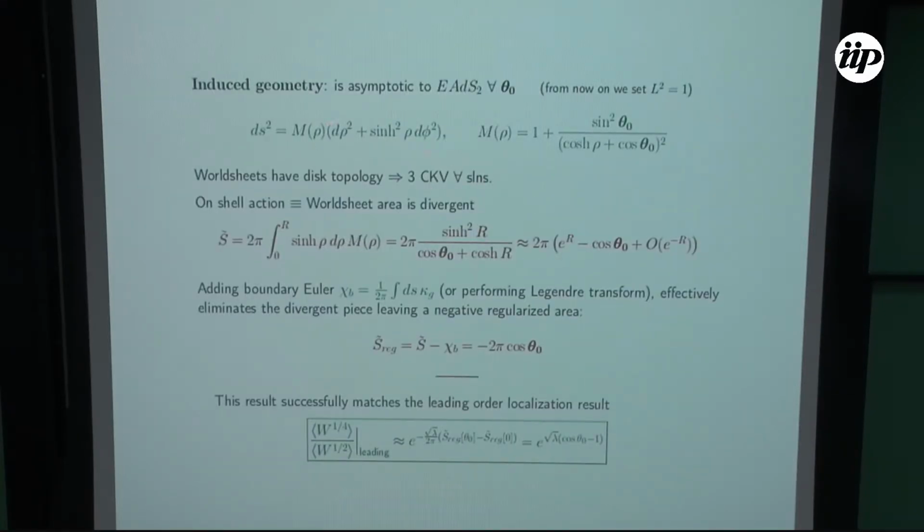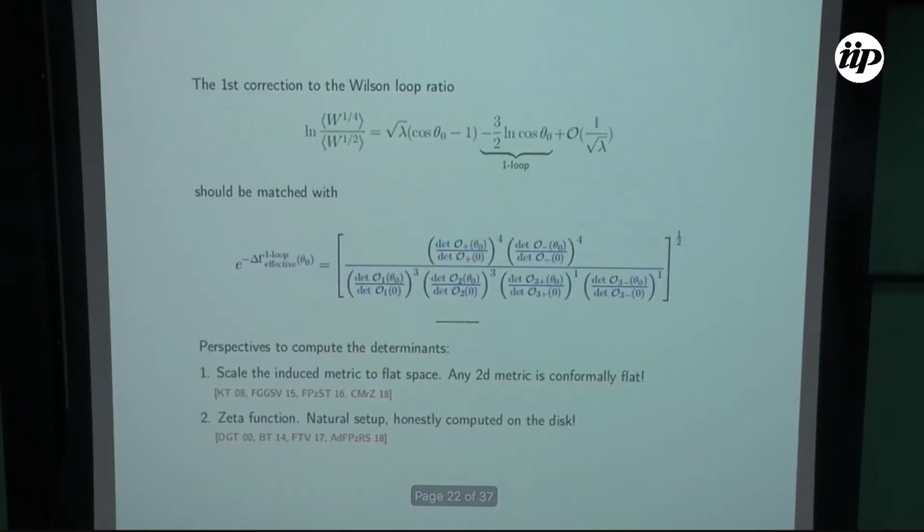Of course, any two-dimensional metric is conformally flat. So I can also take away this sine square outside, redefine rho, and I will have flat space times a new conformal factor. The difference is that in doing that, we are changing the topology of the worldsheet surface. Essentially, we are turning the disk into a cylinder.